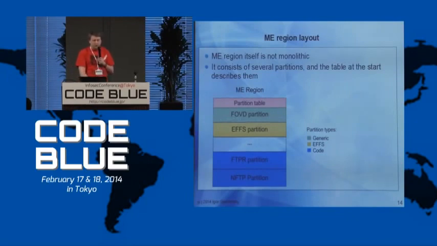For example, FOVD, I don't know what it means. EFFS is probably embedded flash file system. And then two typical partitions that may be encountered are FTPR and NFTP. They contain the actual code which executes on this management engine.